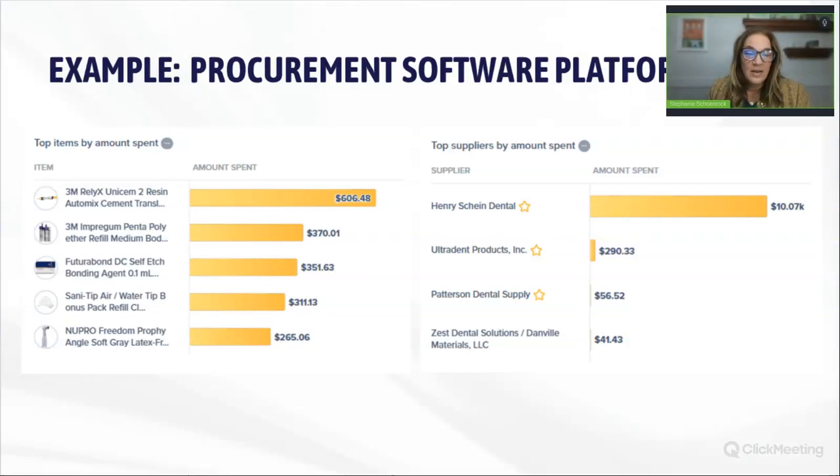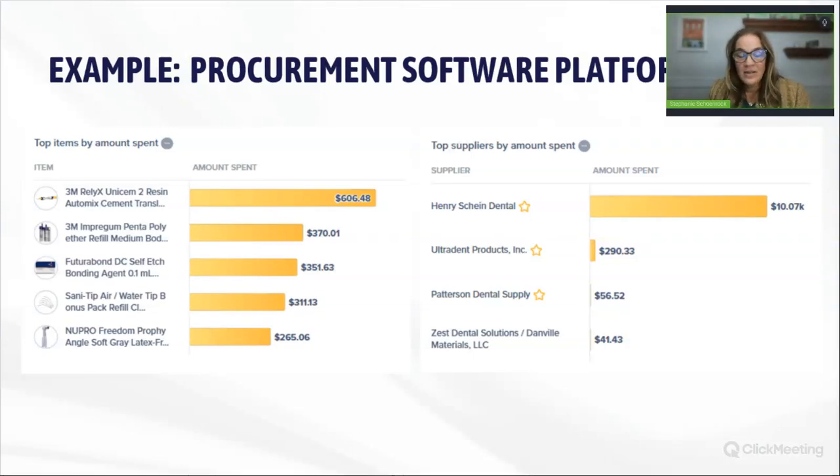So here we've got the largest, again, these are weekly reports, the largest amount of dollars spent on Reliax, Impergum, 2 3M products, now Solventum. Then you've got Futurabond, air water syringes, and Profi angles. You can see in a week's time that those were your top items, but over a month or a quarter, those are the ones you want to take a look at because you buy them a lot and you spend the most money on them.